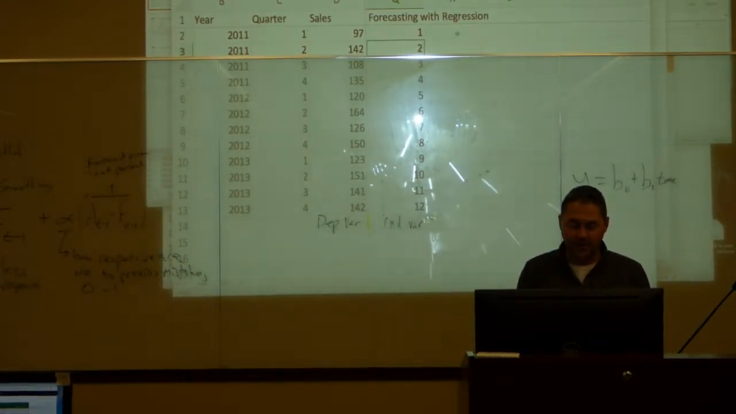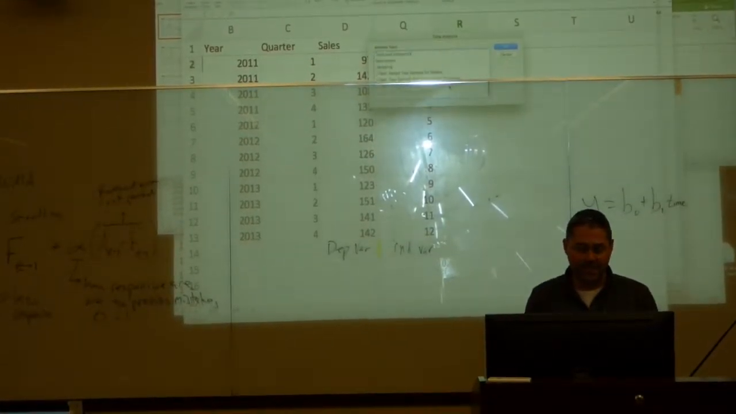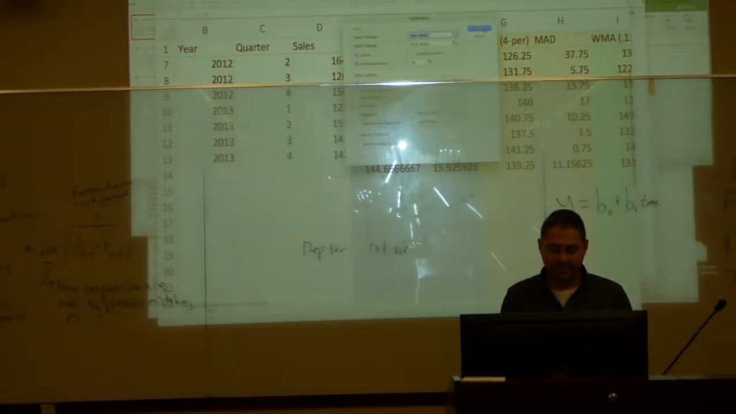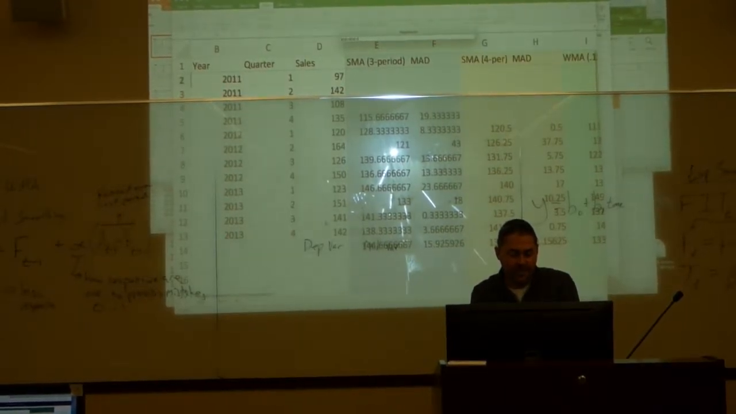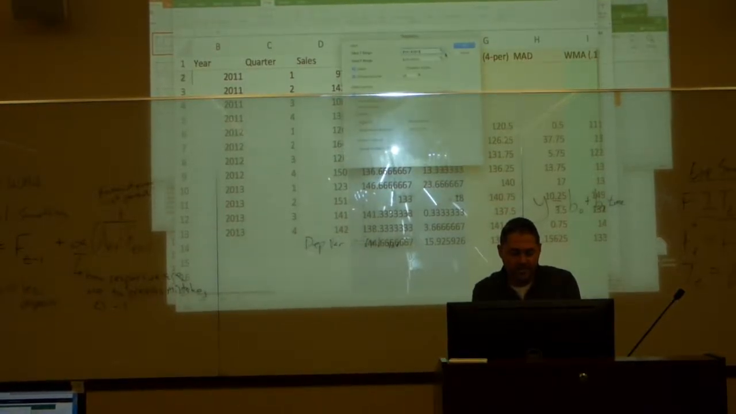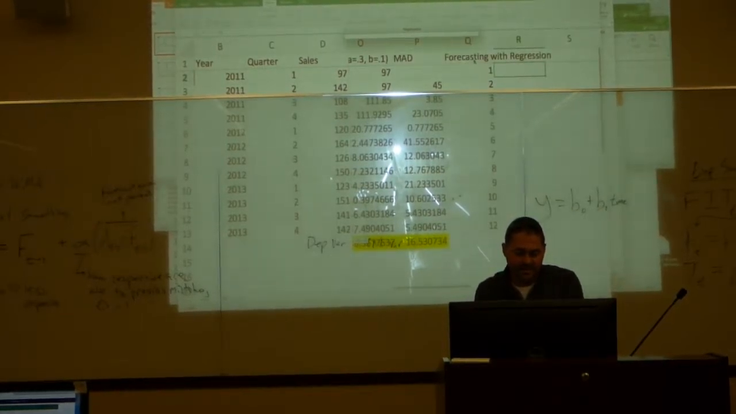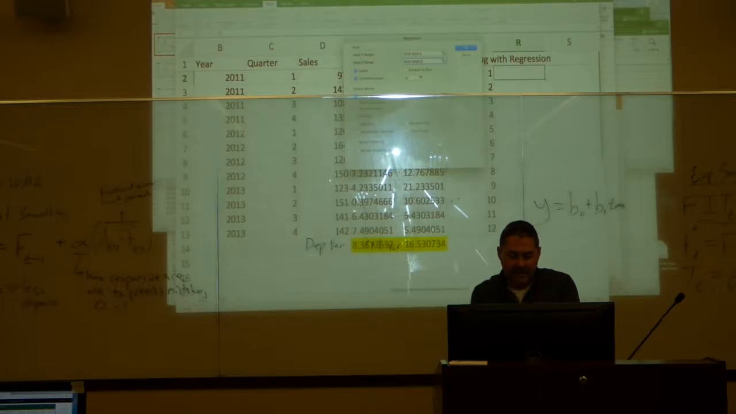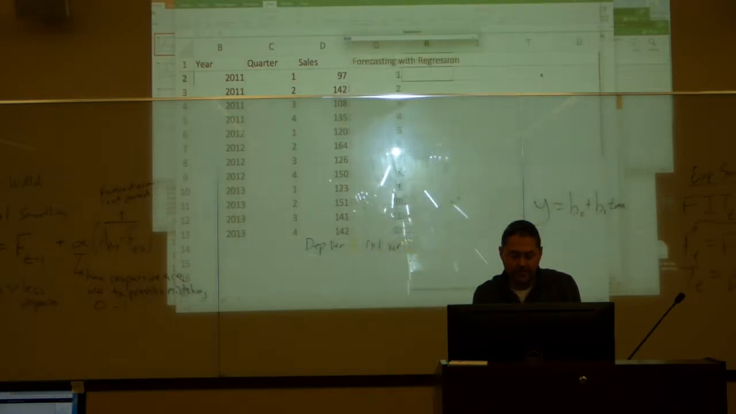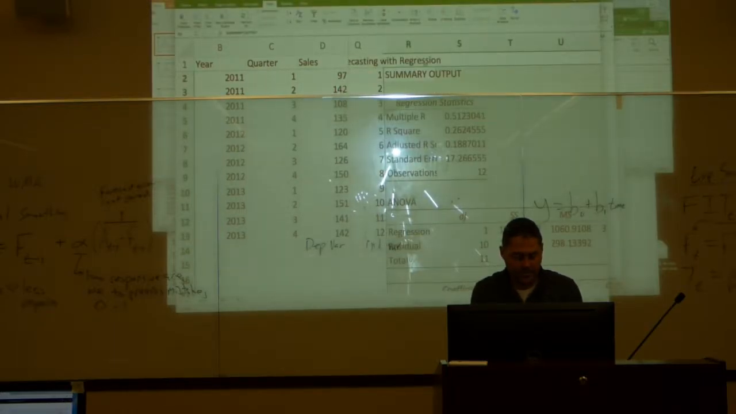All right. So how do I do regressions? Data analysis, right? Regression. Same type thing. Regression, okay. What is my Y? My Y is my sales. My dependent variable is my sales. What is my independent variable? Quarter, that time. Labels in first row. Where do I want to put it? I'm just going to put it right here.